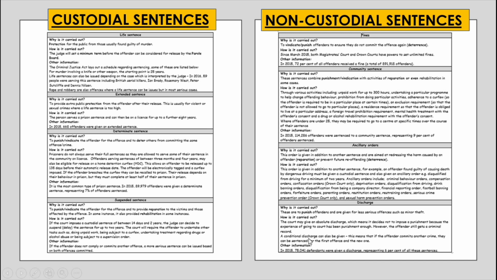A conditional discharge can also be given. This means that if the offender commits another crime, they can be sentenced for the first offence and the new one. Please do look at the additional piece of information, which includes statistics, percentages, and general knowledge for your own interest. However, you do not need to know the additional information inside out. The key information you need to know about non-custodial and custodial sentences are examples of both types of sentences, why they're carried out, and how they're carried out.